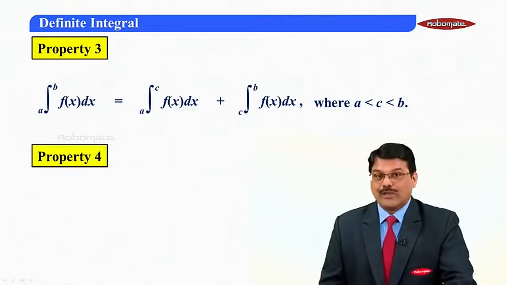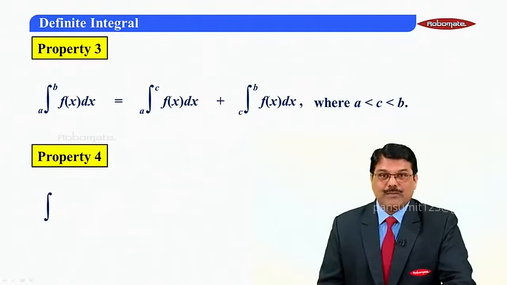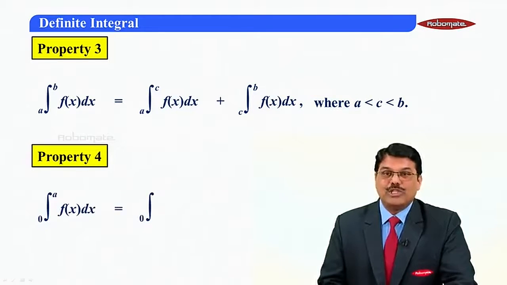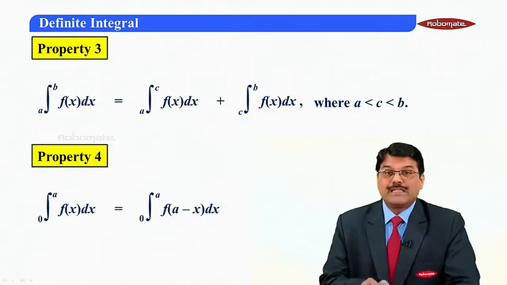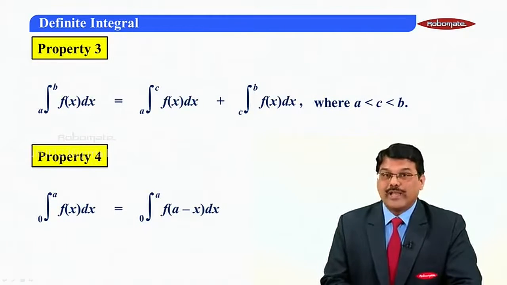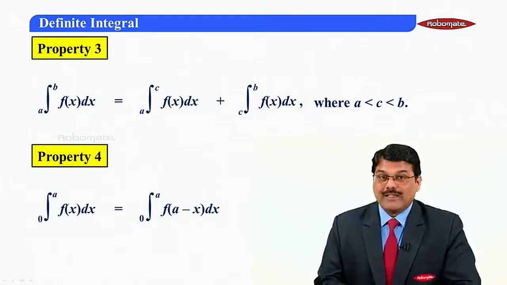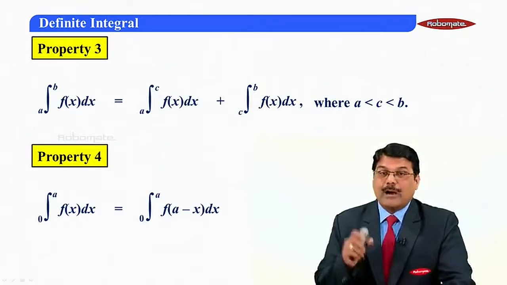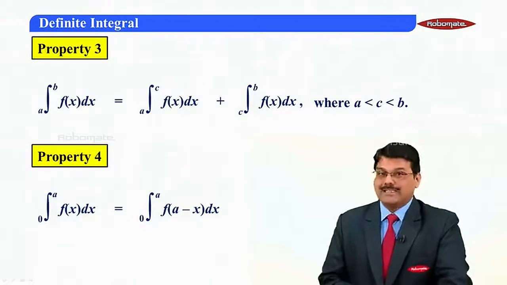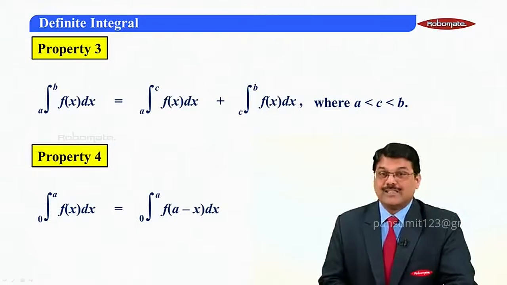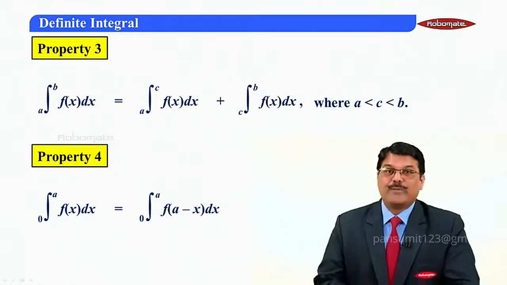Now let us go for the next property. That's property number 4. Integration of f of x with respect to dx goes from 0 to a is equal to integration of f of a minus x with respect to dx goes from 0 to a. So in the fourth property, on the right hand side it becomes upper limit minus x. The upper limit is a, so it becomes f of a minus x with respect to dx. This is also a very important property.